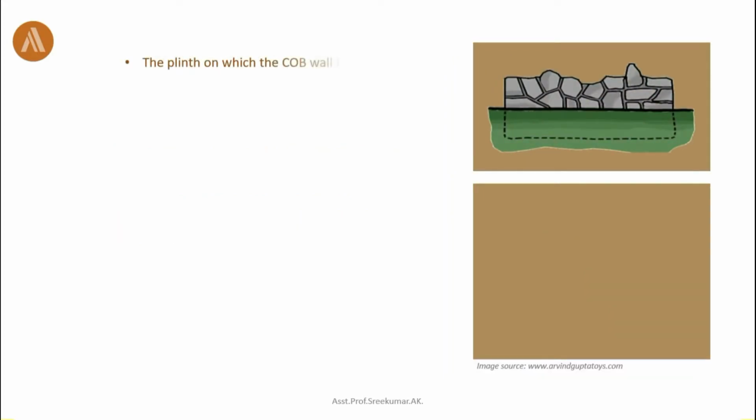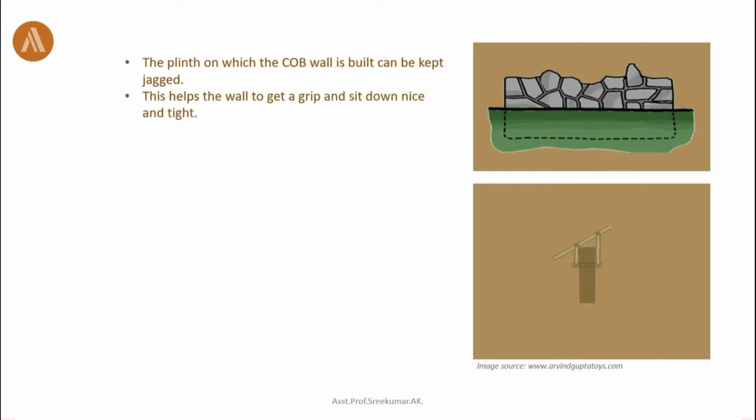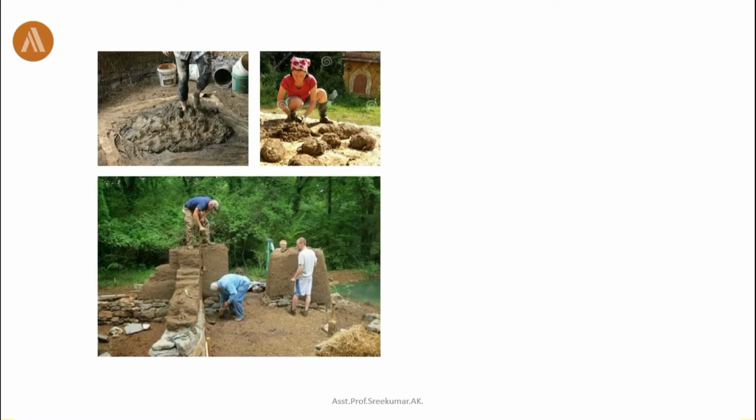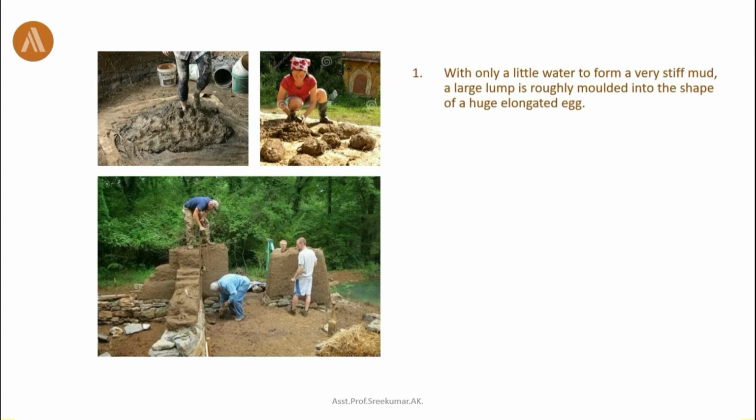The plinth on which the cob wall is built can be kept jagged. This helps the wall to get a grip and sit down nice and tight. The roof can rest on the wall via beam or can be anchored by members embedded in the cob during construction. So now guys, let me briefly repeat the whole process of cob construction.